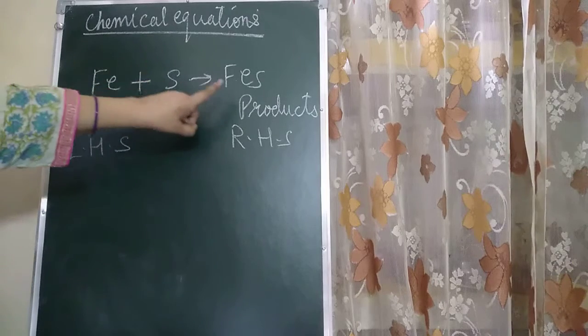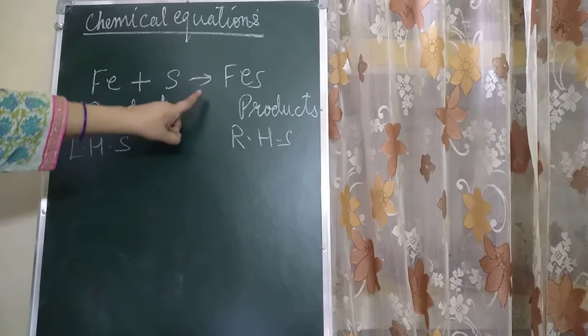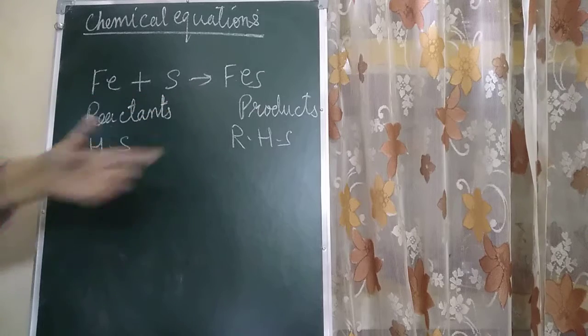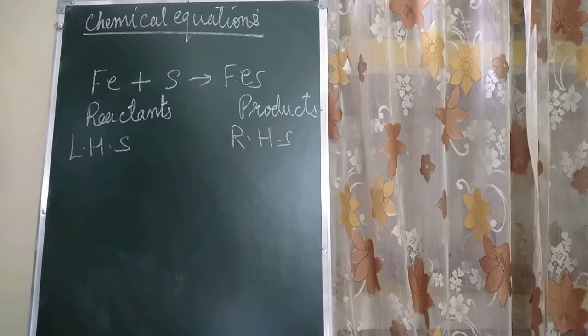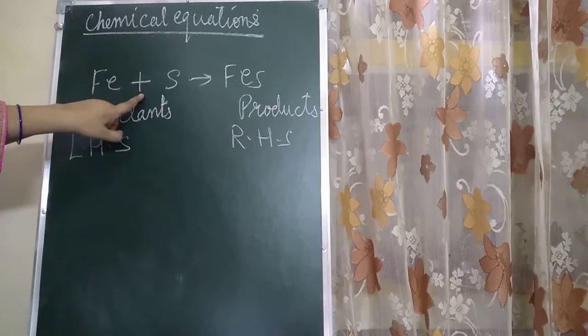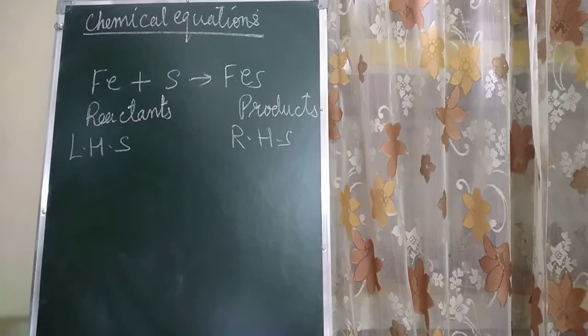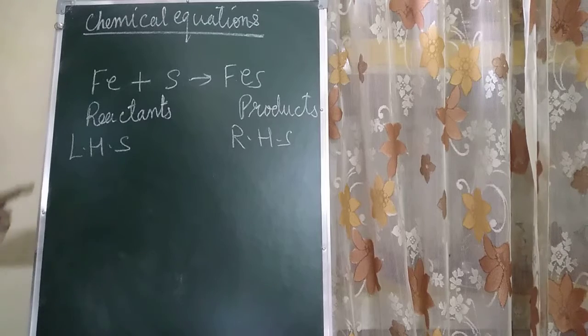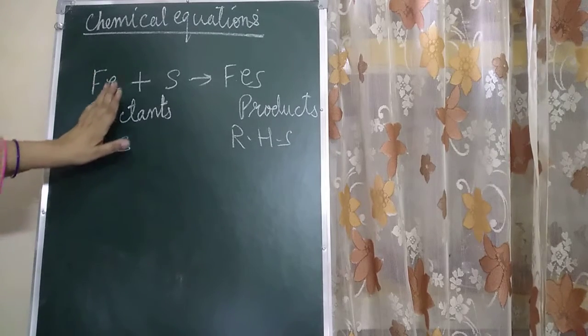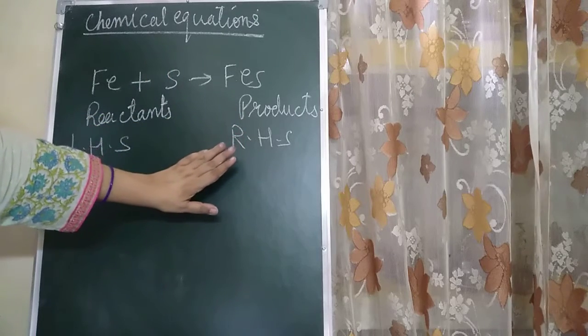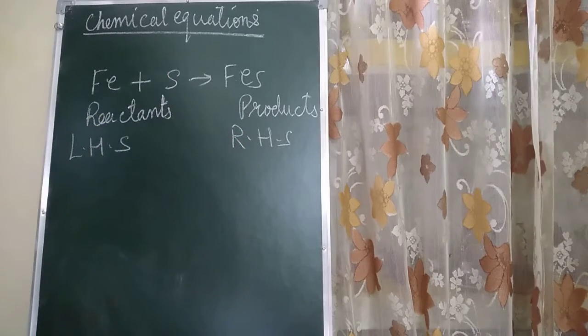Between the reactants and the products, we place this arrow, or an equals sign also we can put, children. An important requirement for writing an equation is that the number of atoms of each element on the left hand side should be the same as on the right hand side, children.